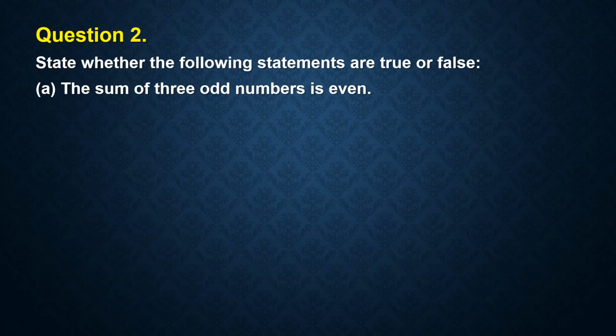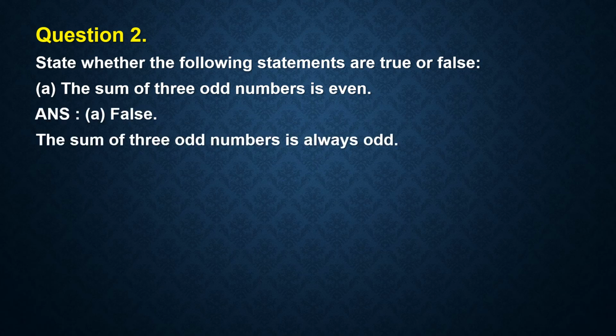Question number 2. State whether the following statements are true or false. First statement: the sum of three odd numbers is even. This is false. The sum of three odd numbers is always odd. We can understand this with an example. Let's take three odd numbers, 1, 3, 5. Their sum is equal to 9, which is again an odd number. So this statement is false.